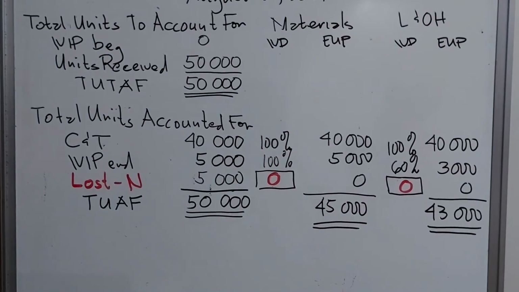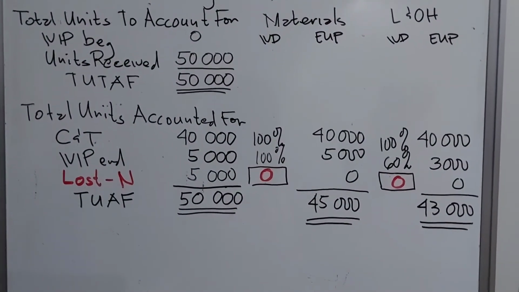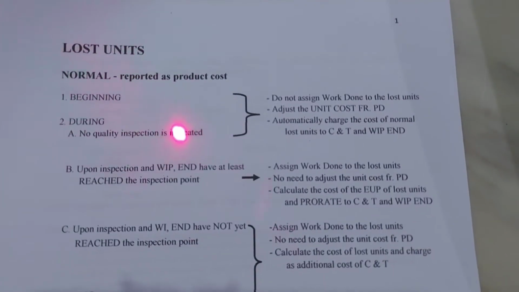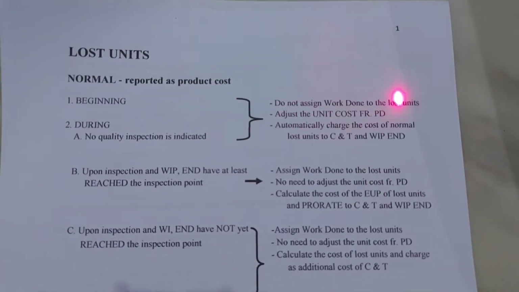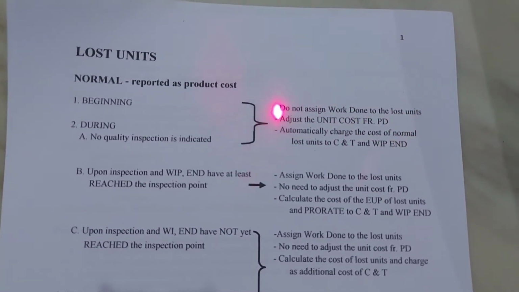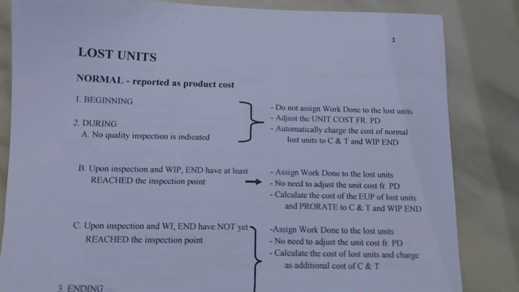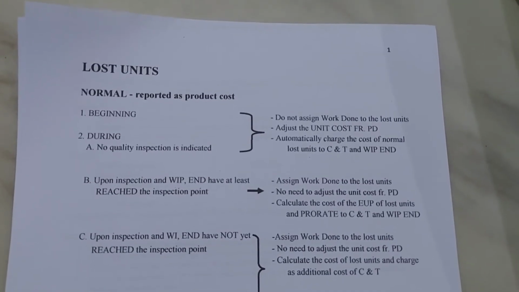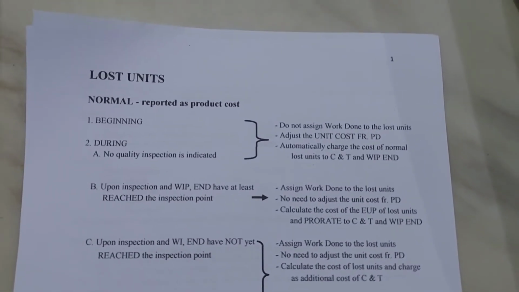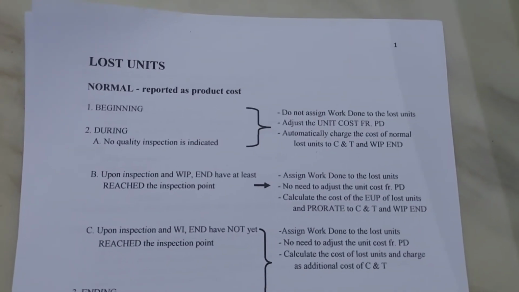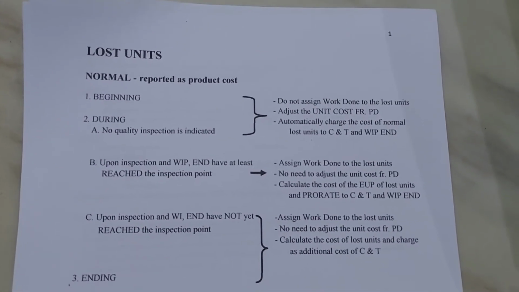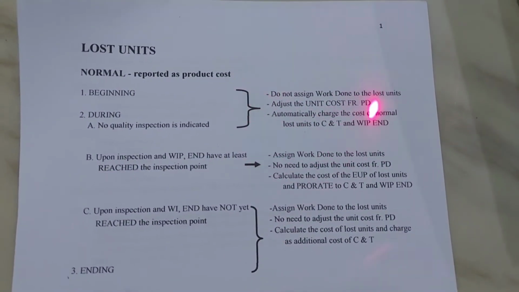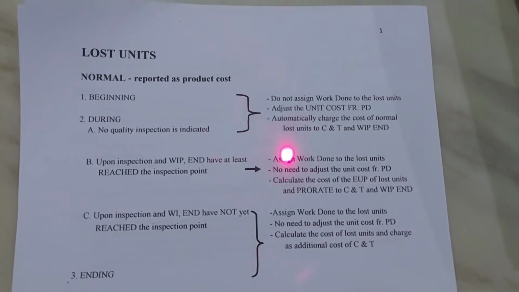So, ano sabi dun sa rules natin? Kapag beginning ng process, na-discover yung loss units. So, ito yung kapag beginning na-discover, ano sabi? Do not assign work done to the loss units. So, do not assign work done. Kaya pagdating doon sa problem natin, so, ang work done sa materials and labor and overhead ay 0. Okay? So, yun. Do not assign work done. Kasi bakit? Beginning pa lang ng process, na-discover na loss unit siya. So, ano yung pangalawang gagawin? Adjust the unit cost from preceding department. So, ito naman pagdating dun sa cost. Okay?